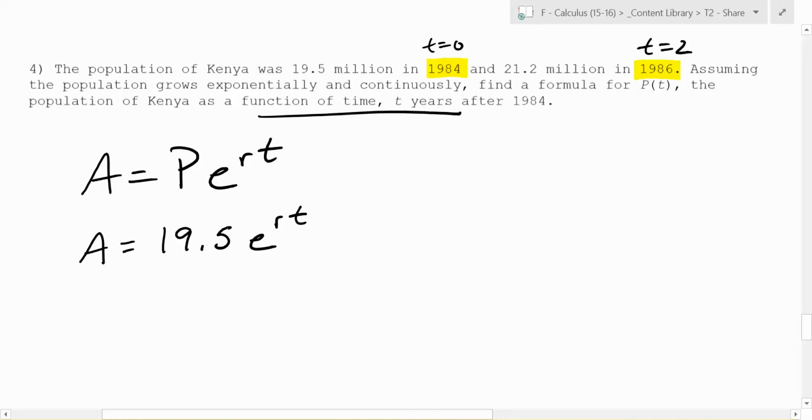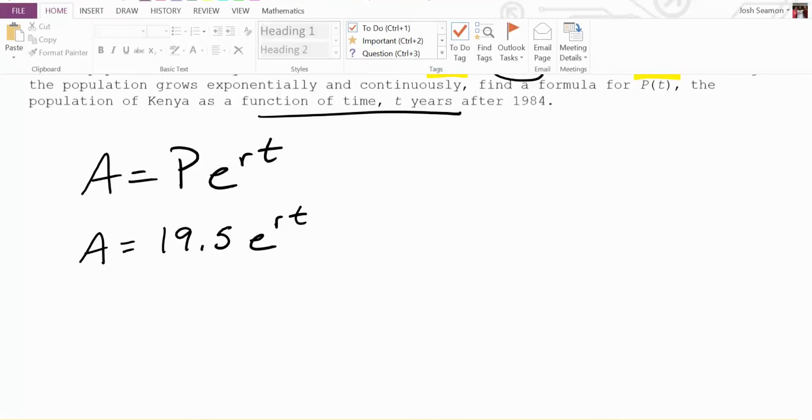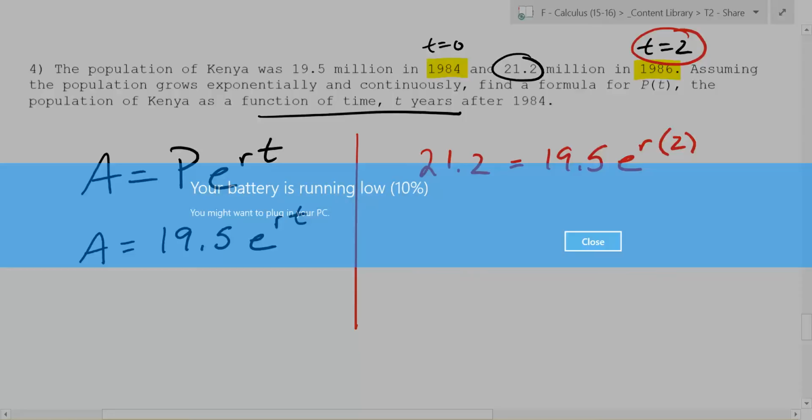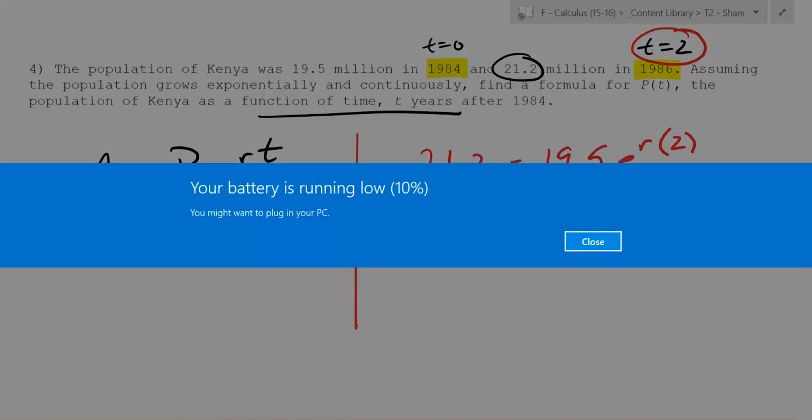What number haven't we used yet? We haven't used 21.2 yet. So if we use 21.2, that tells us that the population is 21.2 million. It's going to be 19.5 e to the r times what? Times 2. Exactly. What did we plug in? We took our first piece of information.